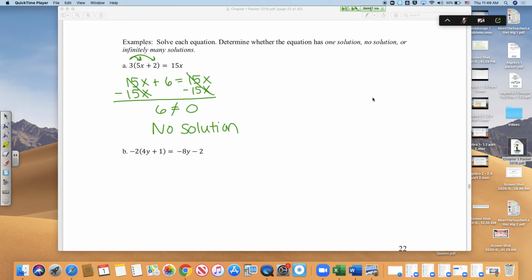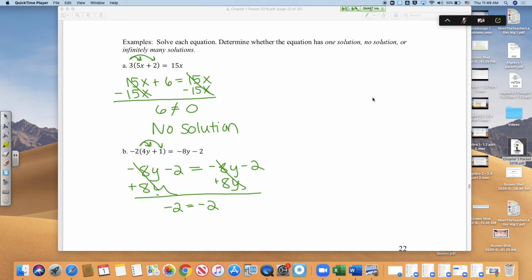The next one. First thing I'm going to do is distribute again. Negative 2 times 4y is negative 8y. Negative 2 times 1 is going to be a negative 2. So I have negative 8y minus 2 equals negative 8y minus 2. I can already see these equations are exactly the same, so I can probably already guess that my answer is going to be infinite solutions. But technically, if you wanted to go ahead and solve, you would add 8y to both sides, and you'd be left with a true statement that negative 2 equals negative 2, and that's true, which means the answer is infinite solutions.